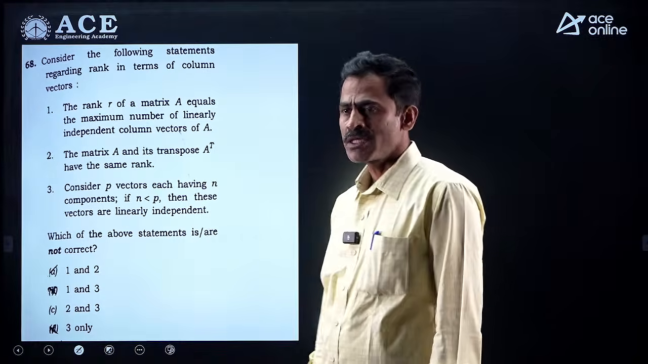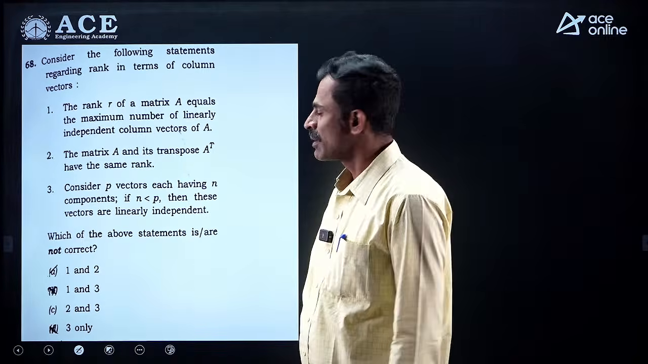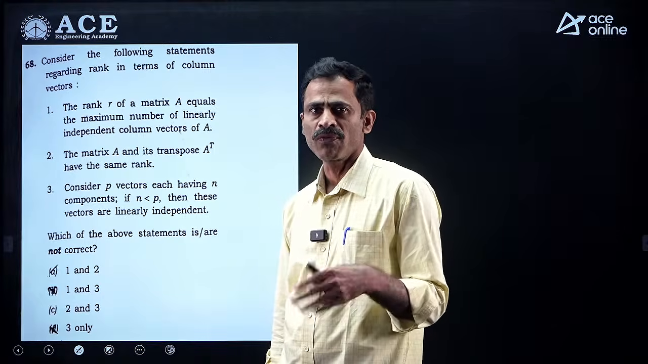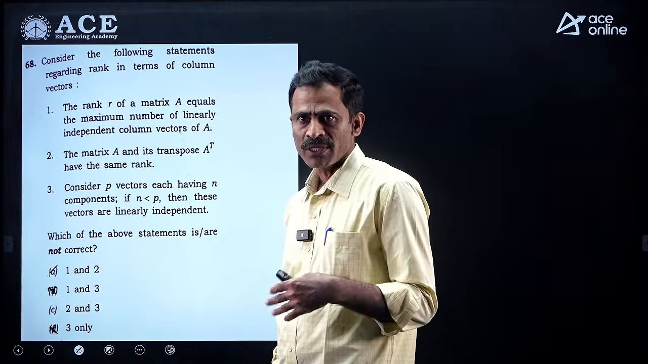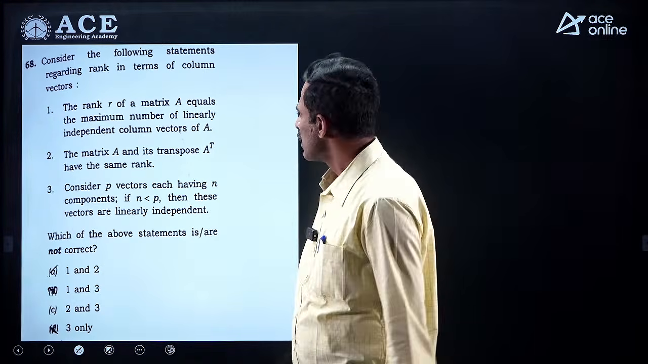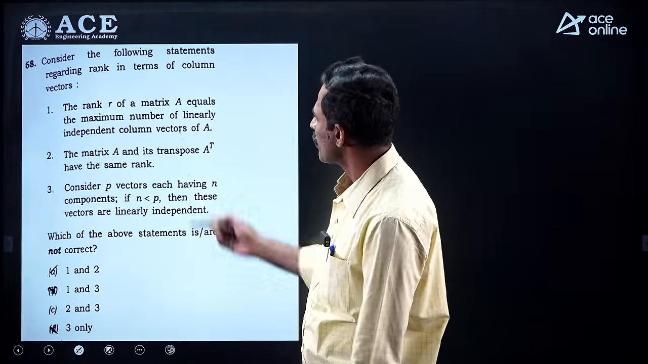It is a question from the linear algebra topic. In this question, 3 statements are given and we are asked to choose the not correct statement, that is, the false statement. The correct statements are wrong answers, wrong statements are the correct answer. Now check one by one, statement by statement.